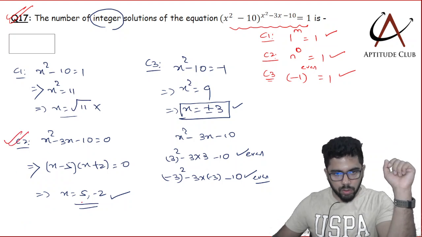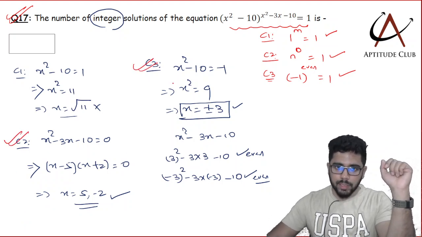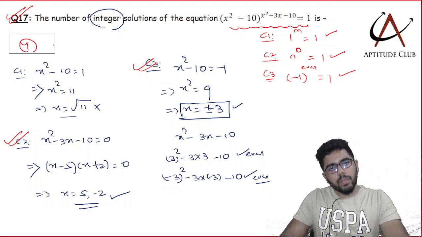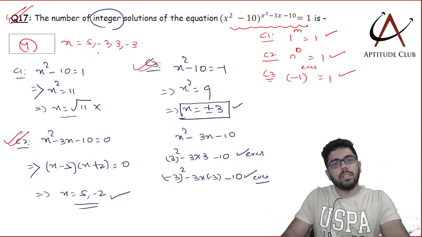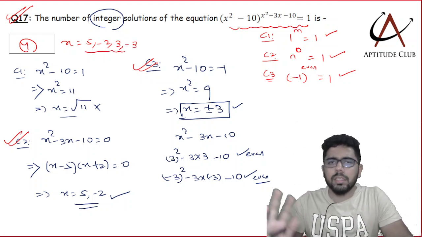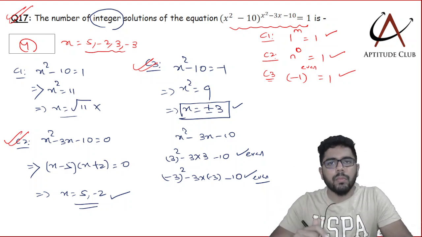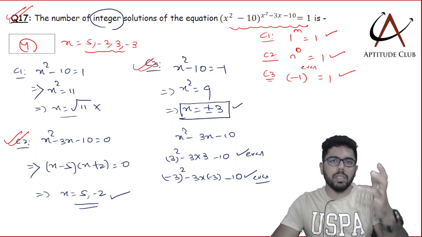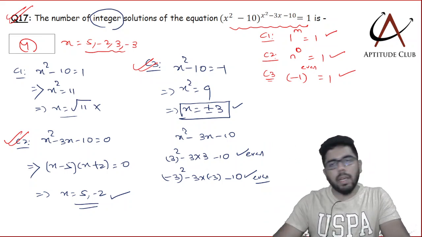So in case 2 I got 2 values, and in case 3 I got 2 values. Hence the number of integer solutions is 4: x is equal to 5, minus 2, 3 and minus 3. We had a question like this in CAT 2021 also, CAT 2021 slot 2 if I remember correctly. Similar approach: something to the power something, 2 quadratic expressions, and the value is 1.